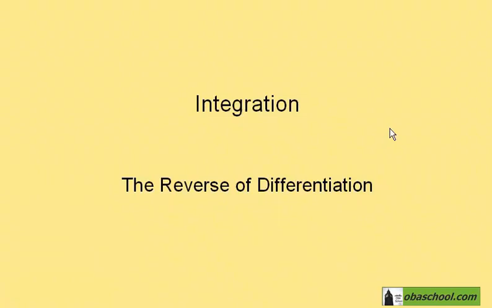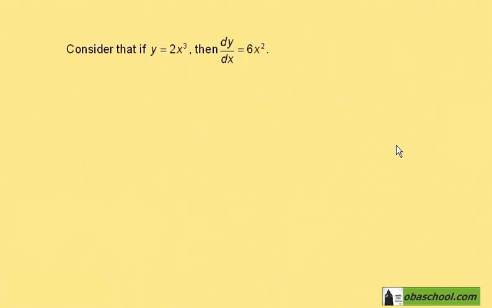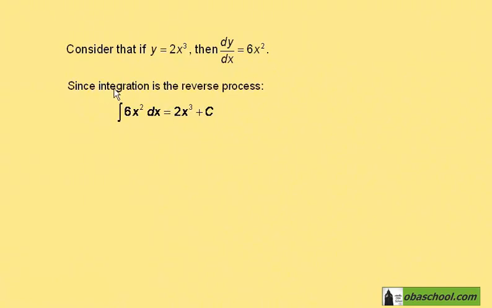Here we're going to consider integration as the reverse of differentiation. Consider that if y is equal to 2x cubed, then you should know that dy/dx is equal to 6x squared. Since integration is the reverse process to differentiation, it follows that if we integrated 6x squared, we'd get 2x cubed plus an arbitrary constant.